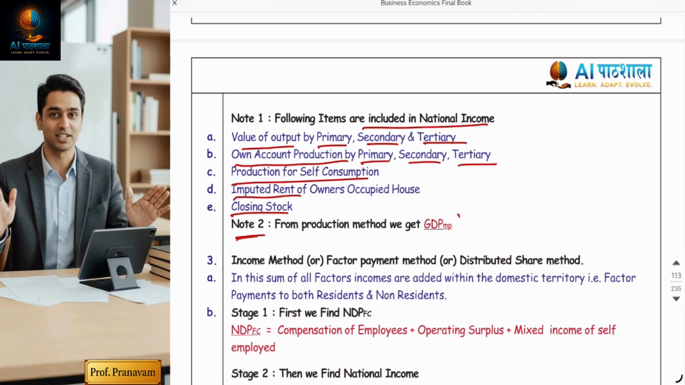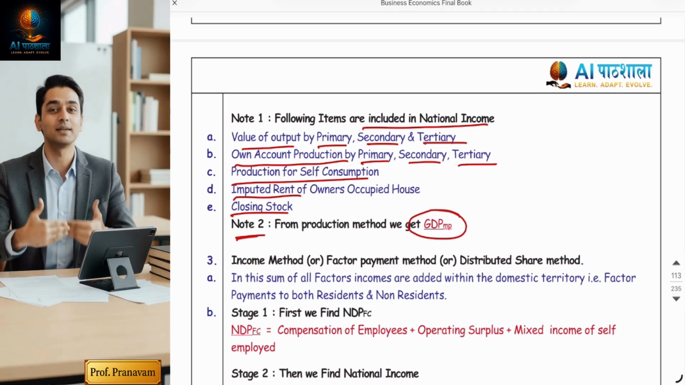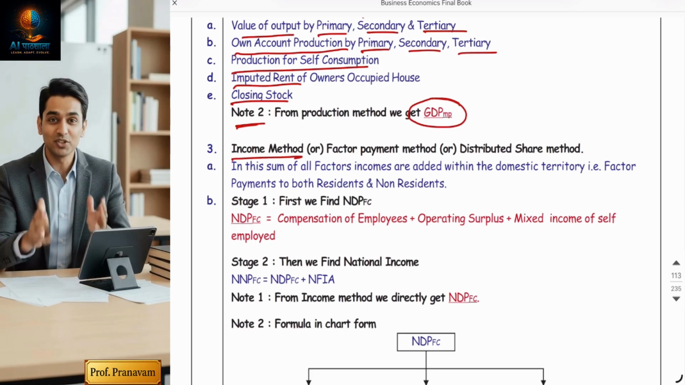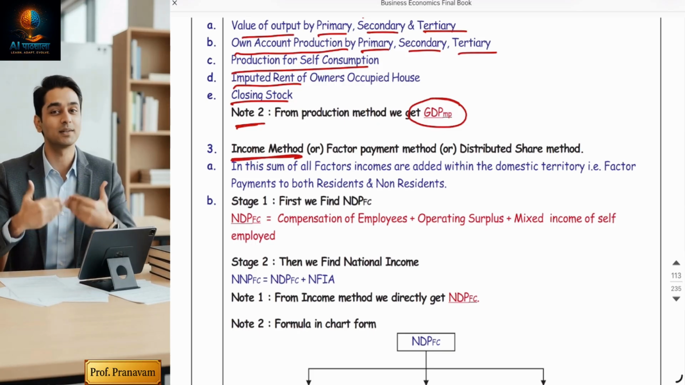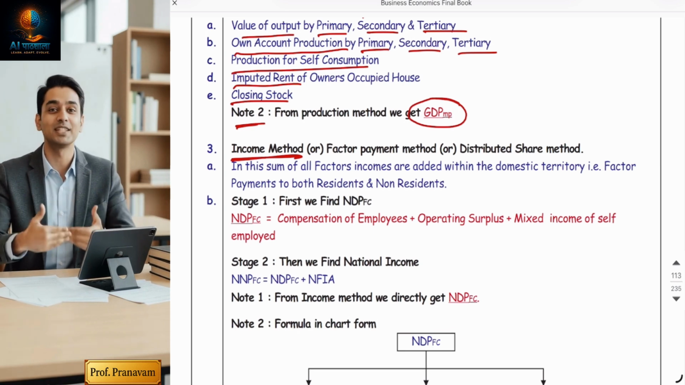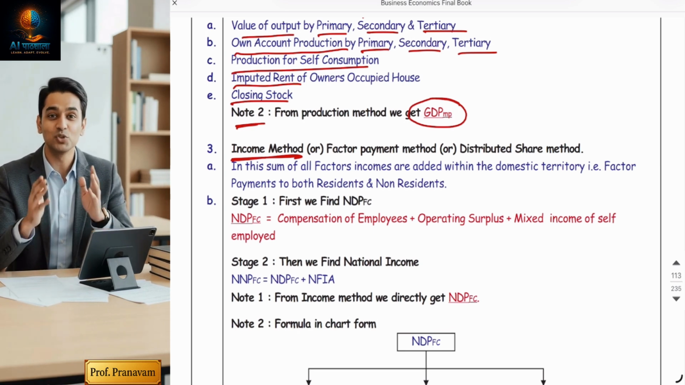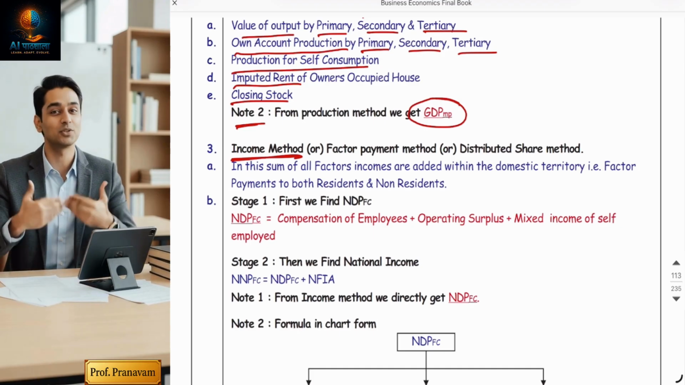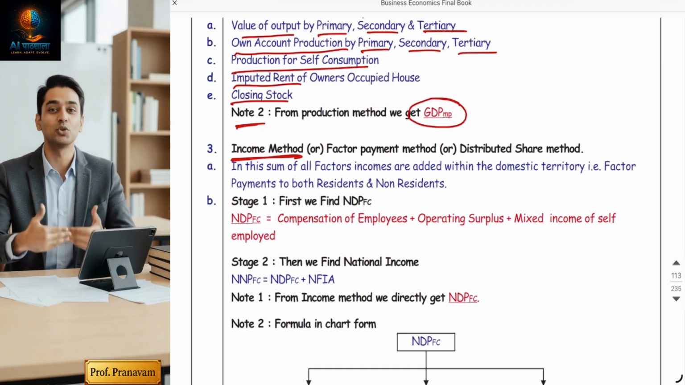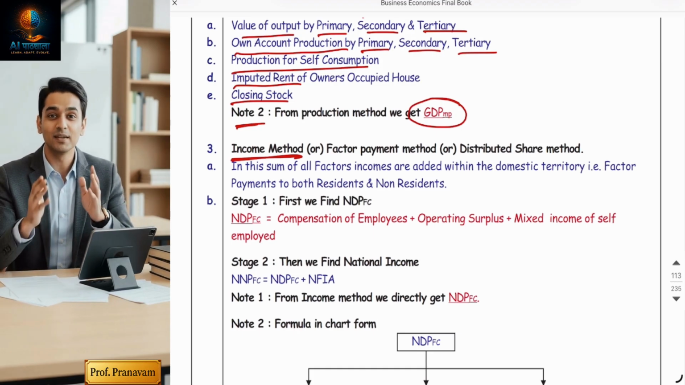From the production method, first you get GDP at market price, which we have derived from the first point. Now, the next method is the income method. Friends, this method is scientifically the best method among all three methods, the most logical method. It is advisable for each and every country that their national income should be calculated from the income method only. But again, the situation varies from case to case, yet the income method is one of the best among all three methods.